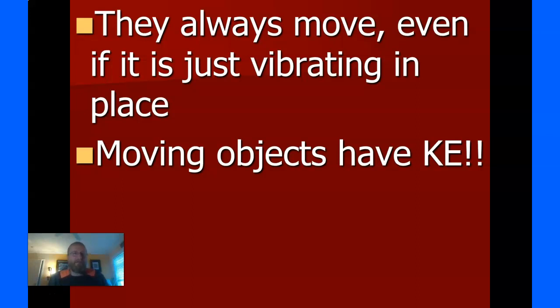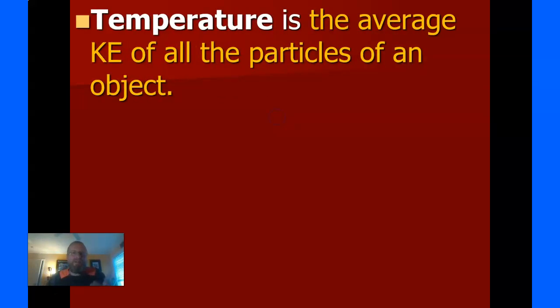Now I can define temperature. Because it depends on the understanding you just developed that all of your atoms and molecules have their own kinetic energy, because they're moving. Even if they're just shaking in place, they're still moving. Temperature is the average kinetic energy of all the particles of an object. Pause, write it down, come back.